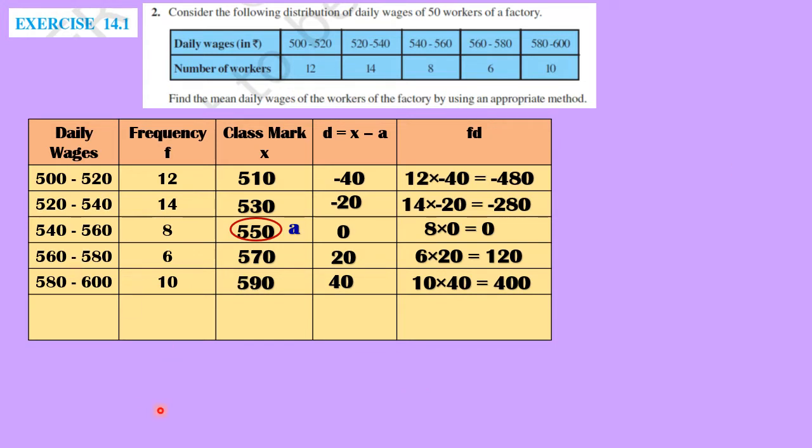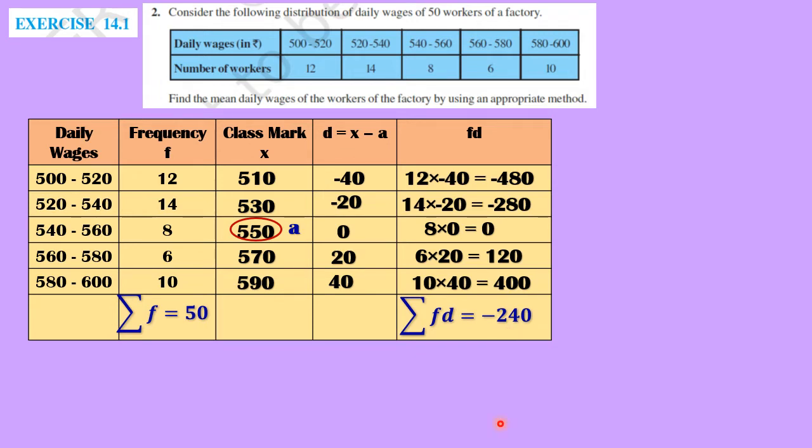Now we need to find the total. Here total frequency is already given as 50, so we will write here sigma f, that is 50, and let us find sigma fd. So the easy way is you first add the negative numbers together, then you add the positive numbers together, then find the difference. So the answer here is negative 240.